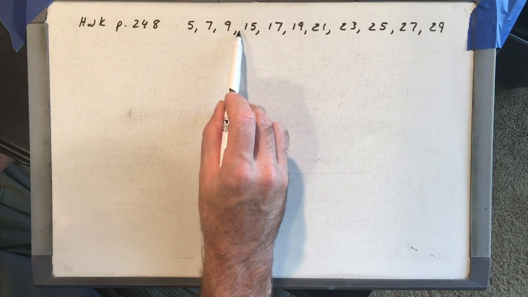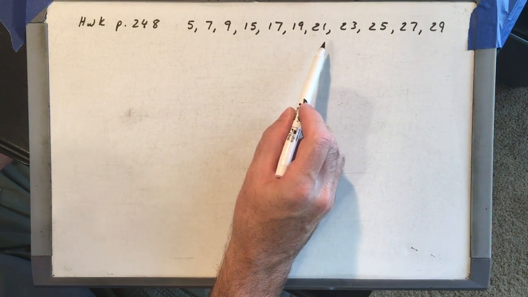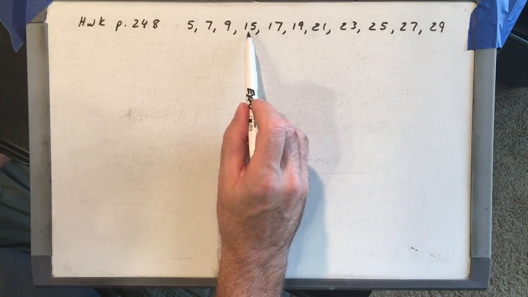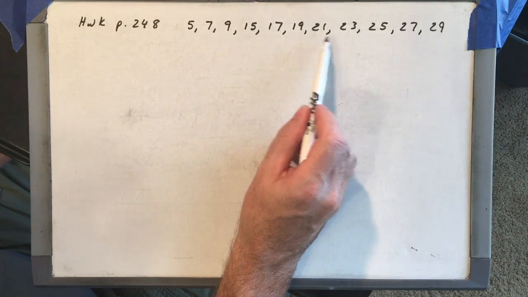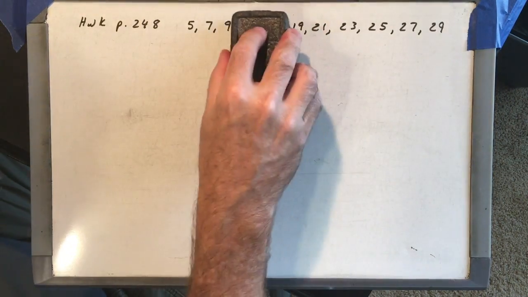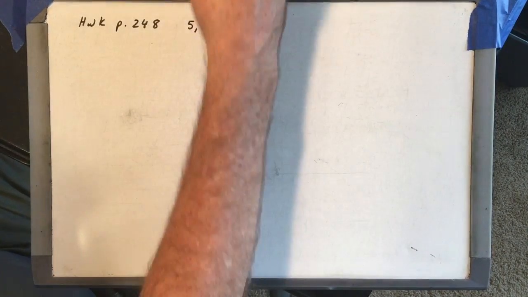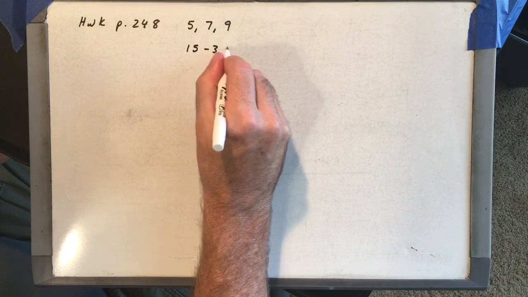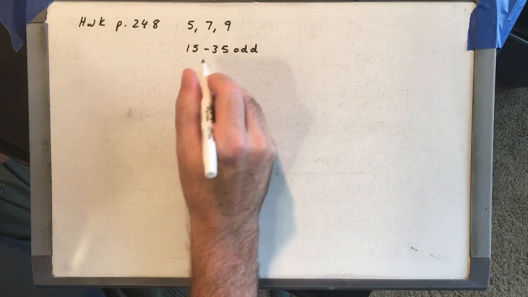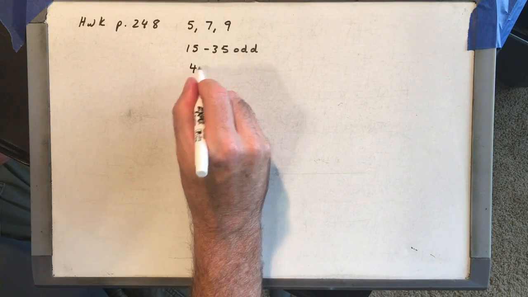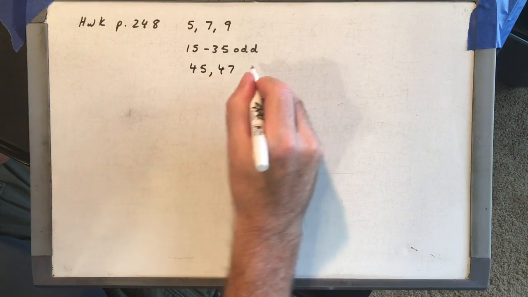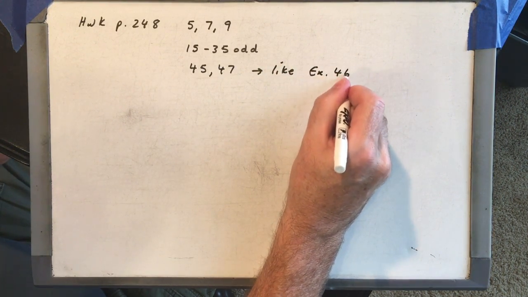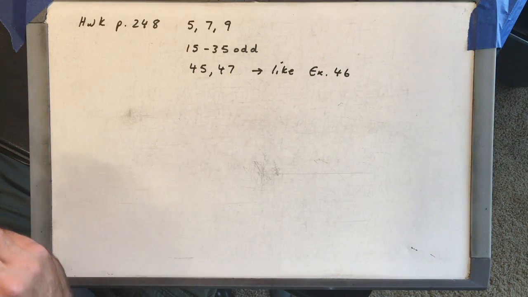Let's see, we skipped 11 and 13, so it'd be 15 through 35 odd. Yeah, let's do it that way. So sorry. 5, 7, 9. 15 through 35 odd. And then we're also going to do 45 and 47. These are like example 46. Okay, so that's your homework.